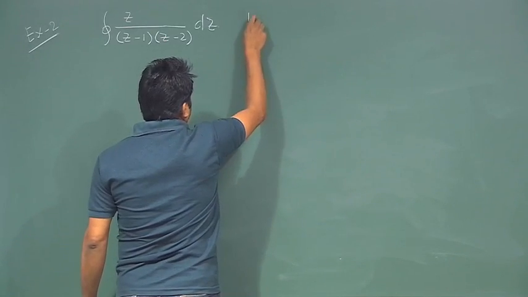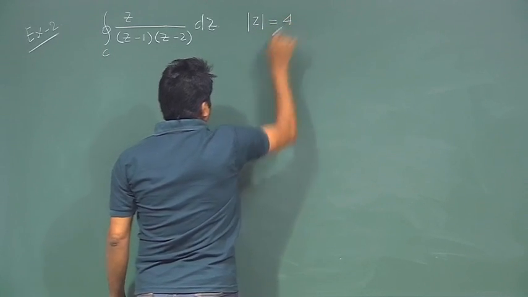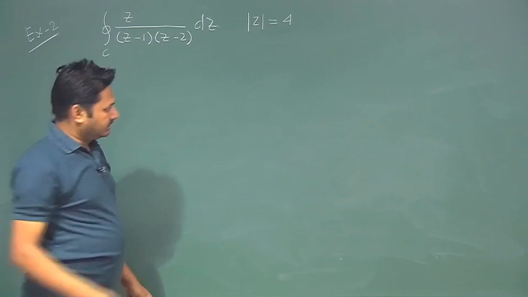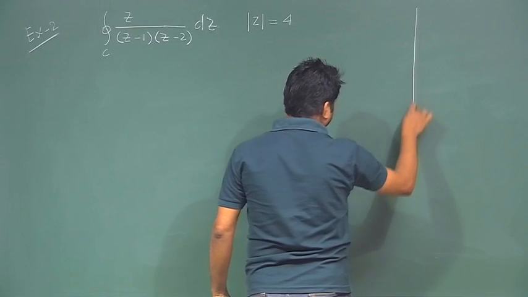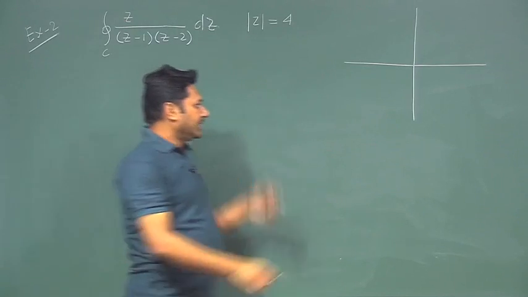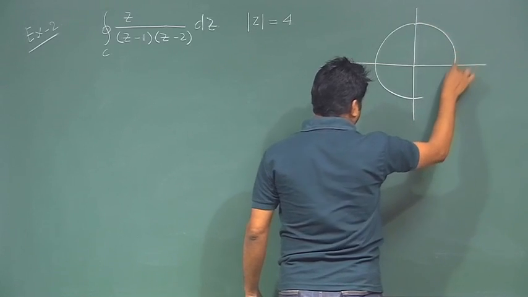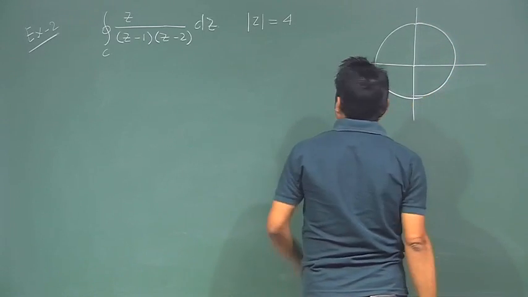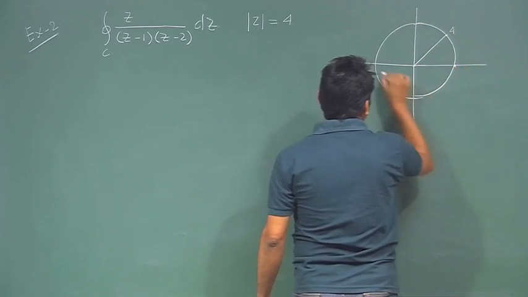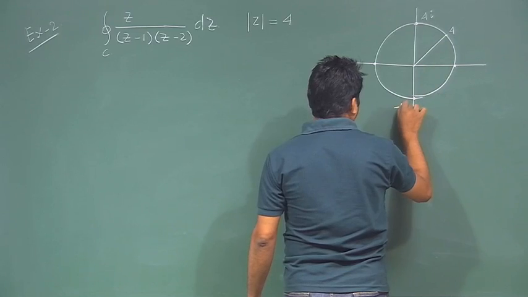So, contour C is given, mod of z is equal to 4. So, first we need to find out how the contour looks like. Mod of z equal to 4 is nothing but a circle here, this is the circle of radius 4. So, this point is 4, this point is 4, this point is how much, 4 i, and this point is minus 4 i.